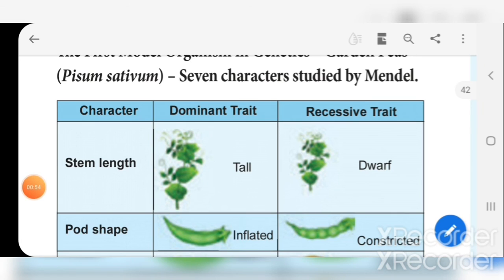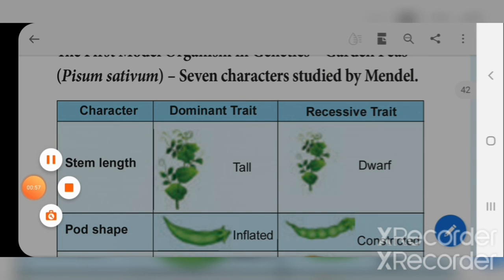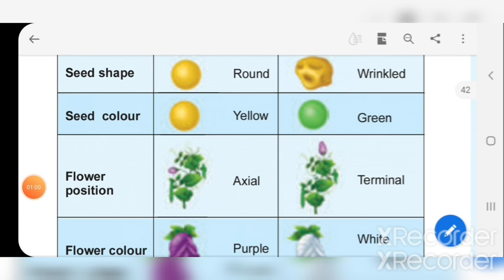And third character, seed shape. The dominant character is round and the recessive character is wrinkled. And fourth one, seed color. Dominant character is yellow and recessive character is green. Fifth character, position of the flower. Dominant character is axial and recessive character is terminal.